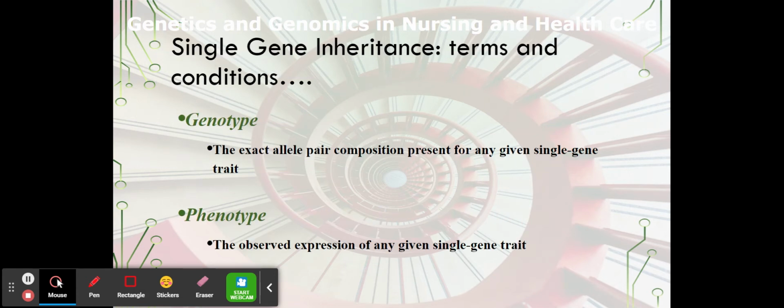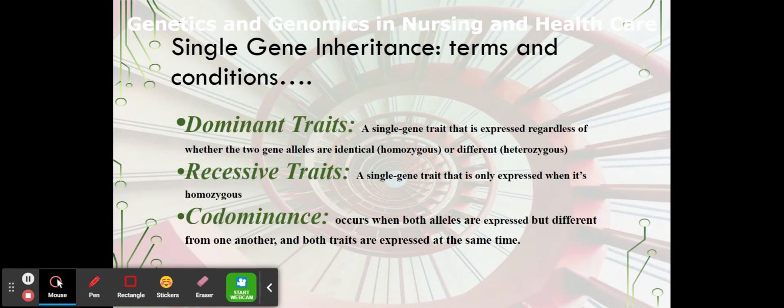So, single gene inheritance, more terms and conditions. We have the genotype, which is the exact composition that is present. It is both alleles from your mother and father working together for any given trait. Phenotype, on the other hand, is the trait that expresses itself, and it depends on the following other definitions.